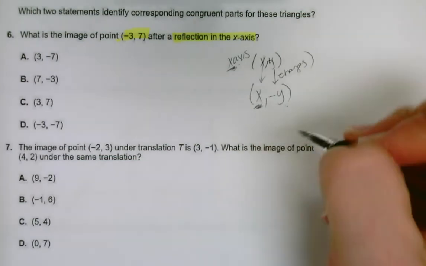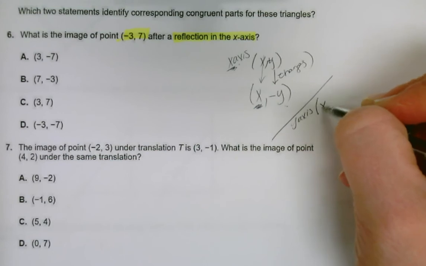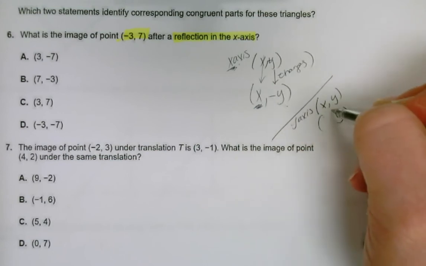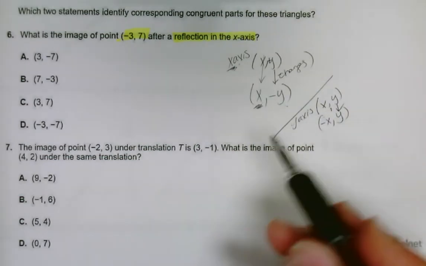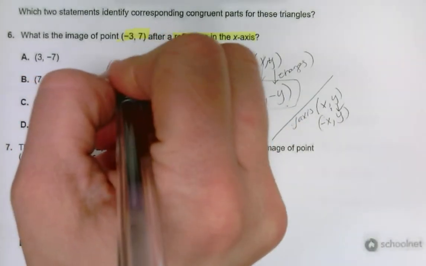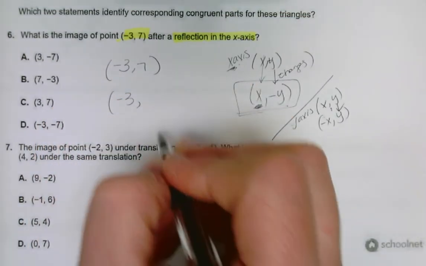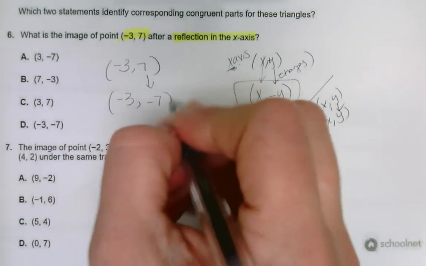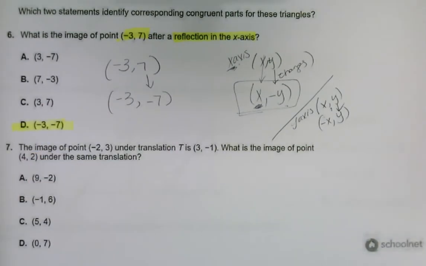Now, as a side note, if it was the y-axis, then the y would stay the same because it's the y-axis, and the x would change. So in this case, it is the x-axis, so I'm going to keep the same x and change the y. So to keep the same x, it means I'll have negative 3. To change the y, that's going to give me negative 7. So my solution to number 6 is letter D.